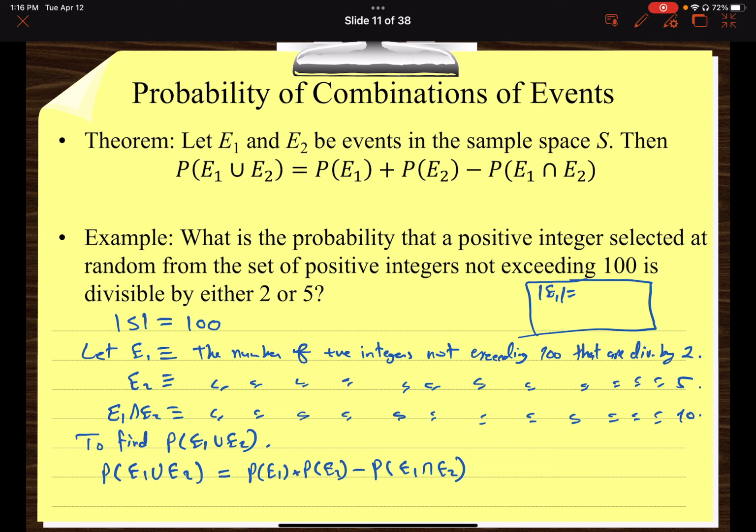The floor of 100 divided by 2. Chapter 2.